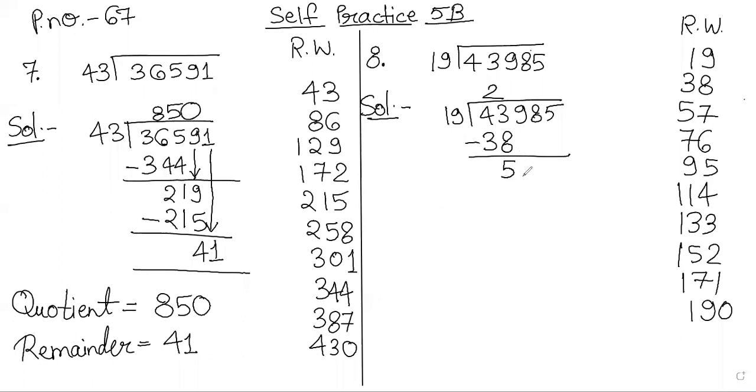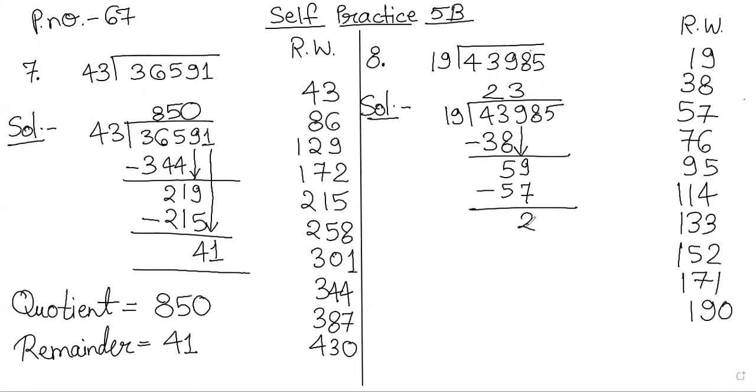Now subtract 38 from 43. Yes, 5 is left. Now compare divisor and this 5. Divisor is greater than result. It is not divisible. So what we will do, we will bring down the digit from the dividend. Now your number is 59. Right? It is greater than divisor. Now we can divide. Yes, 19 threes are 57. So we will write 3 in quotient part. Now subtract 57 from 59. What will be left? Yes, 2 will be left.